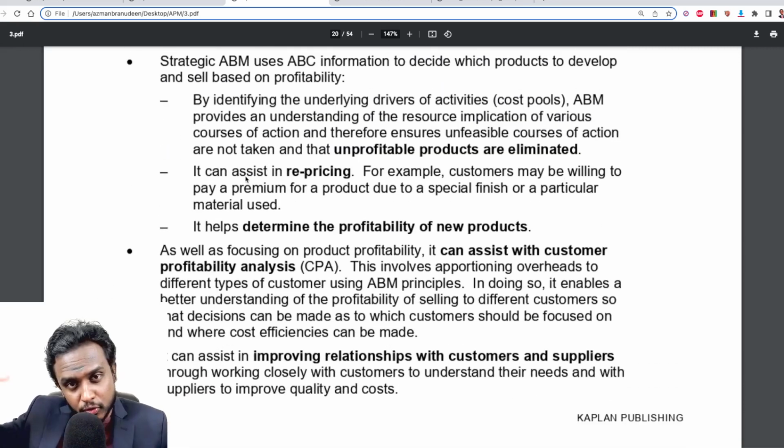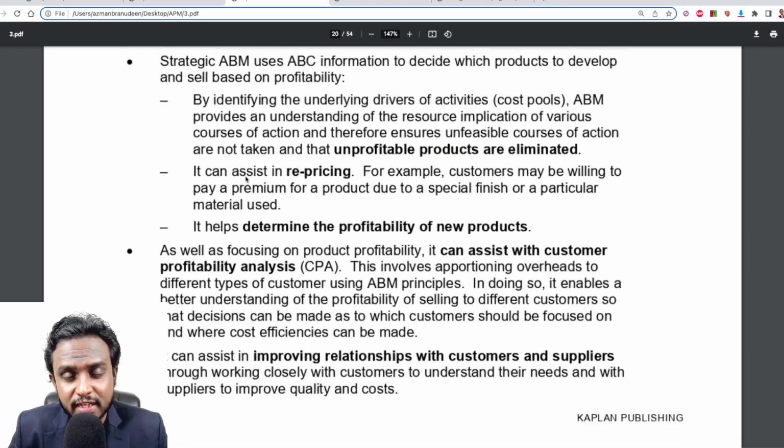Strategic ABM is more broad. It's when ABC information is getting used by the directors in the boardroom. So what they do is they can decide things like eliminating unprofitable products, repricing, changing the prices of the products, determining the profitability of new products so that they can manage the product portfolio well. You can use something like ABM and BCG matrix for a proper snapshot of product portfolio analysis and cost analysis, so that you combine all of that intelligence to make better decisions about how exactly you are going to strategize and position your products. It can assist with customer profitability analysis, essentially breaking down profitability per customer.